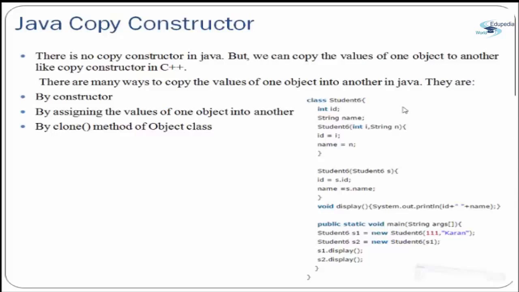Okay. And the other ways are by assigning the values of one object to another and by clone. The other two we'll be seeing later on, but yeah, this is the way you can do it by constructor. Fine. So let's move forward.